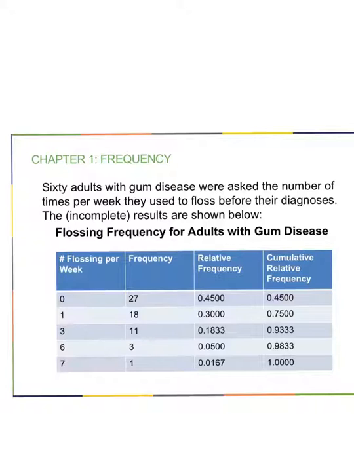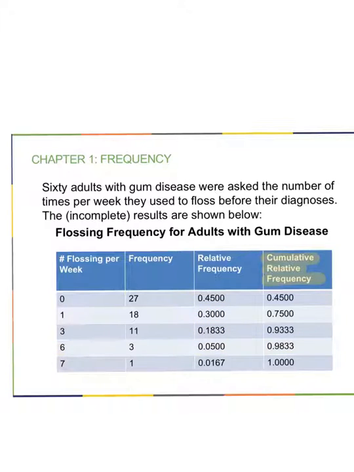This next study is about 60 adults with gum disease. They were asked the number of times per week they used to floss before their diagnosis. And so the last type of frequency we want to talk about is cumulative relative frequency, which means if I have flossings per week of 6, what I'm going to do is add up everything before it. So I'm going to add up 0.05, 0.1833, 0.3, and 0.45 to get a value of 0.9833.